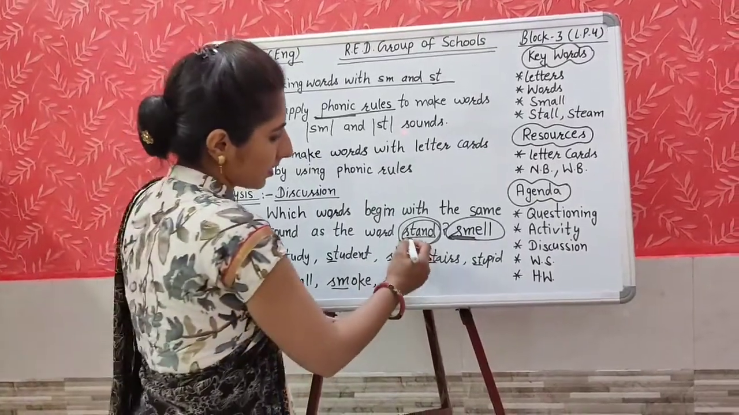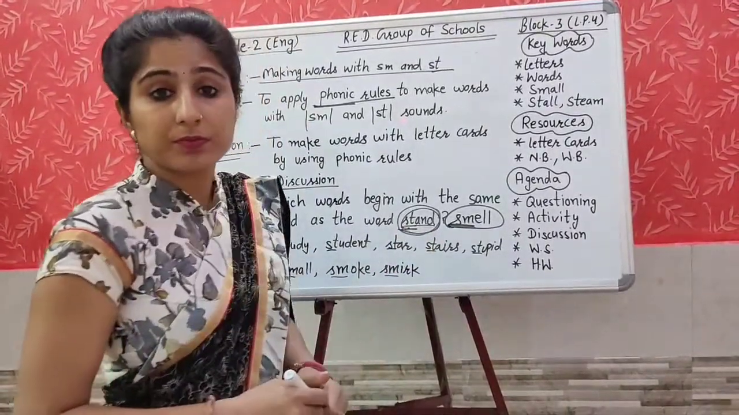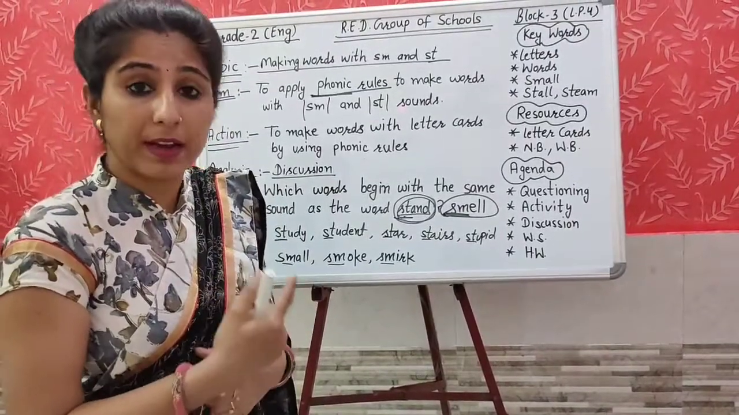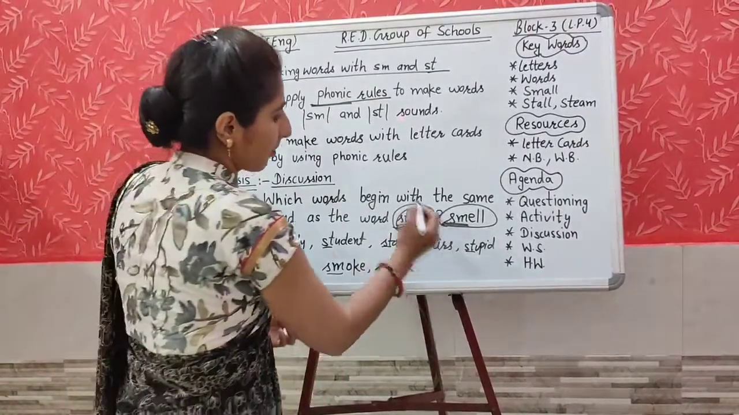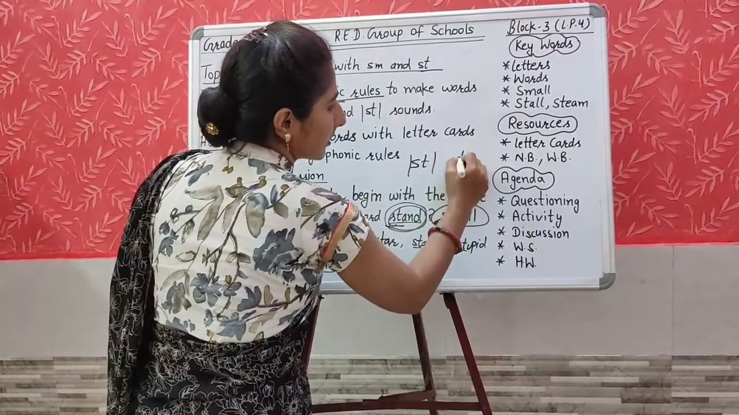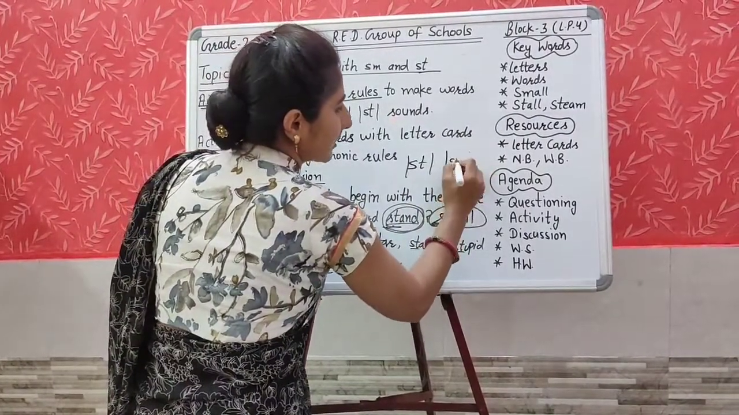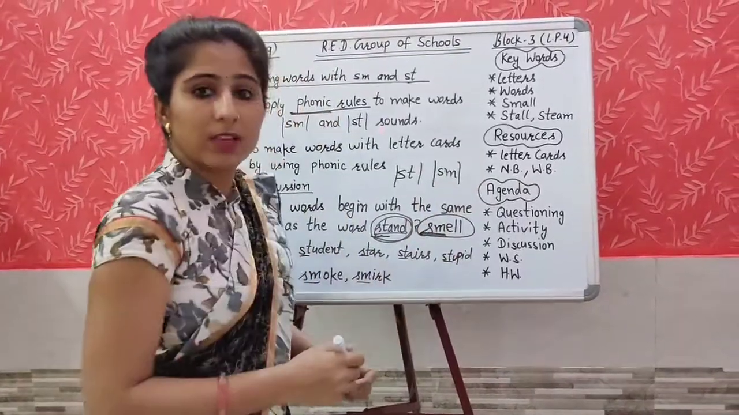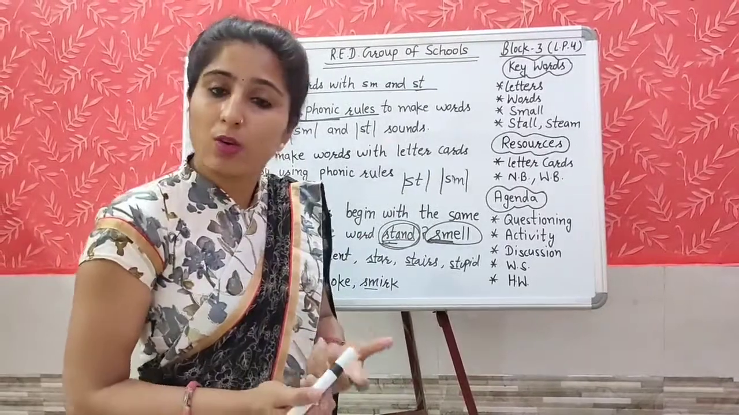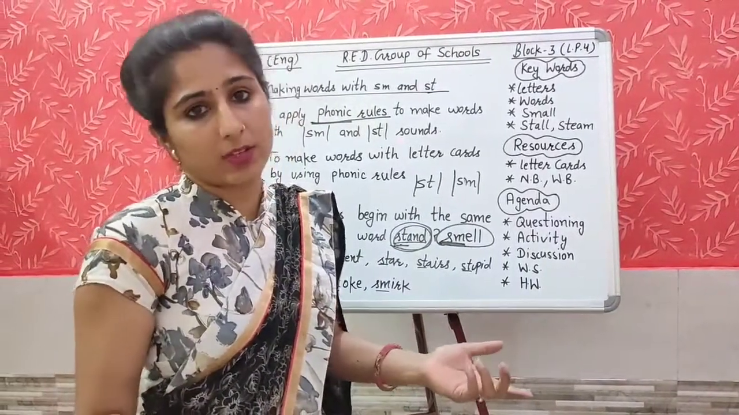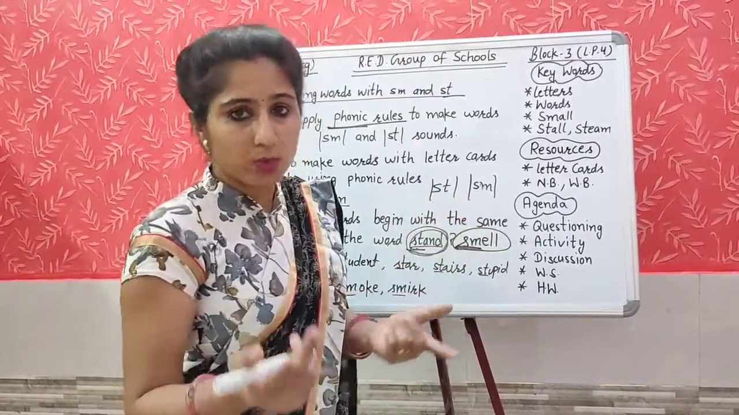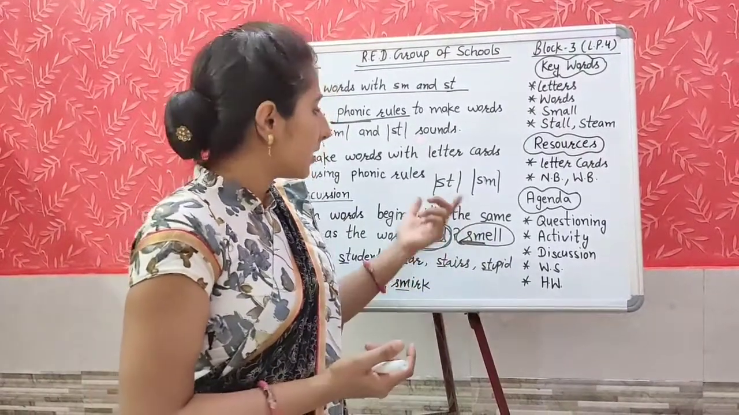So what are this SM and ST? As we did in the previous class also, these are blends. By using these blends we can make many words. When we mix two letters together, it is called a blend.